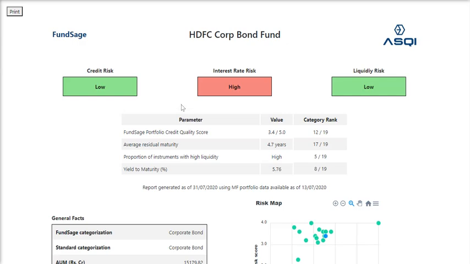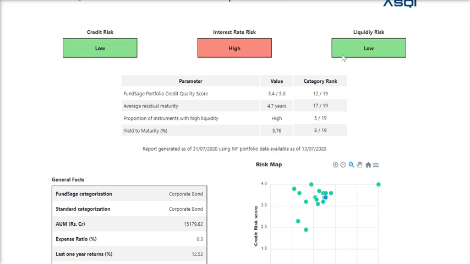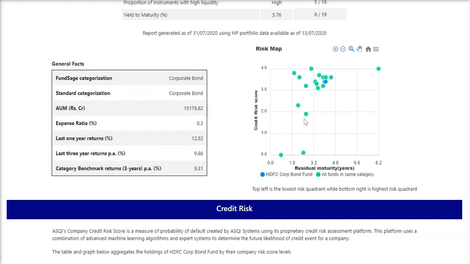So we will essentially start by studying a single fund's full report. At the top, you see these three measures of risk: credit risk, interest rate risk, and liquidity risk, and a few summary parameters here, such as credit quality score, interest rate risk driven by average residual maturity, liquidity proportion, YTM, and so on. Some facts here, and a risk map, which shows credit risk score, 5 being the best, 0 being the worst, and average residual maturity, which shows interest rate risk, this being the highest, this being the lowest. So essentially, this is the worst corner, this is the best, least risk corner.